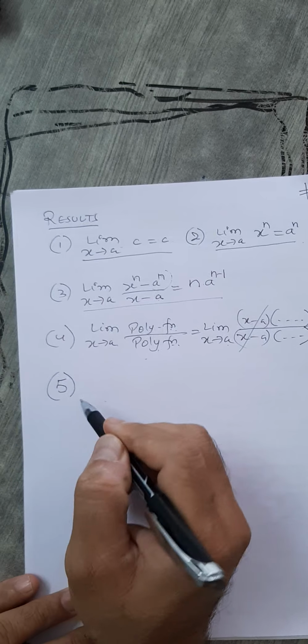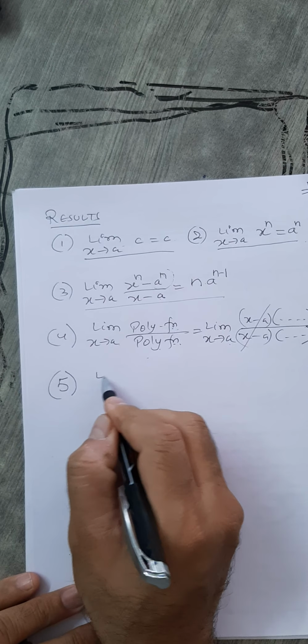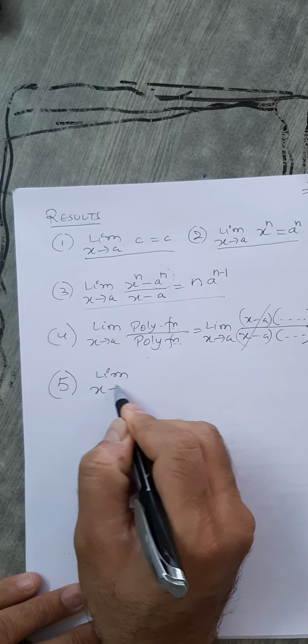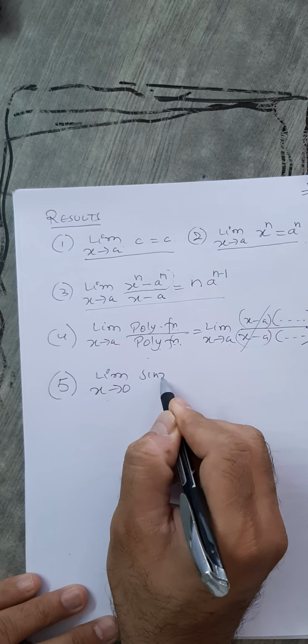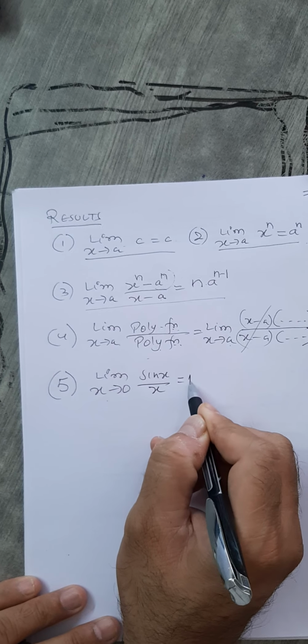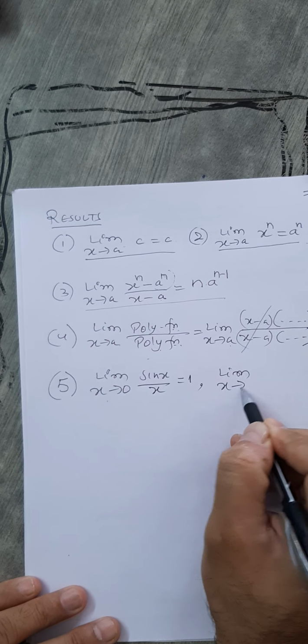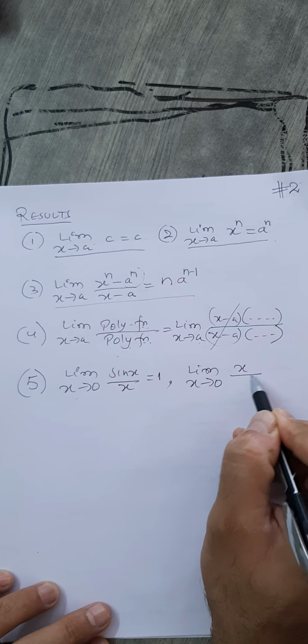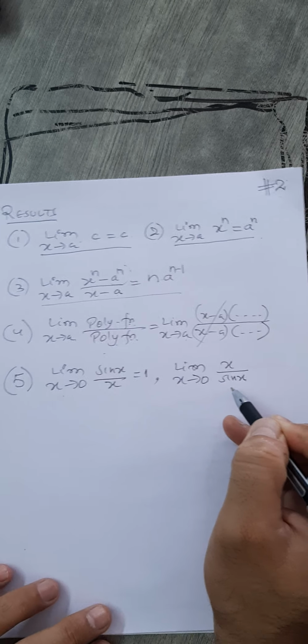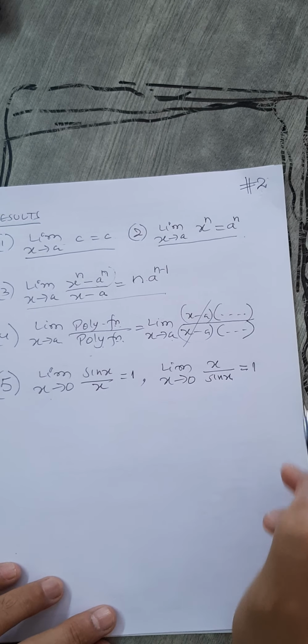Now the next one is about trigonometric functions. Limit x tends to 0, if you remember, of sin x upon x is 1. This is always 1. Even if you do the reverse, limit x tends to 0 of x upon sin x is also 1.